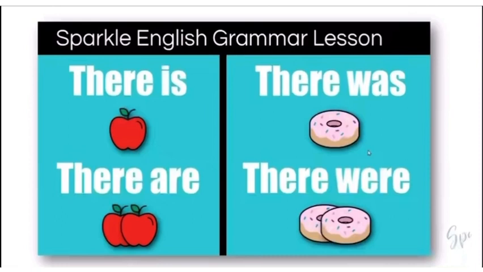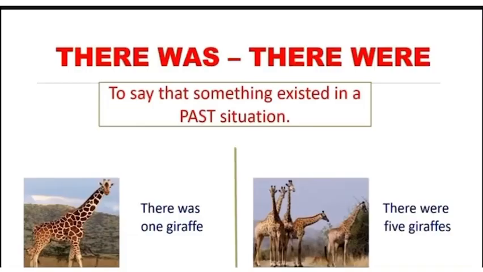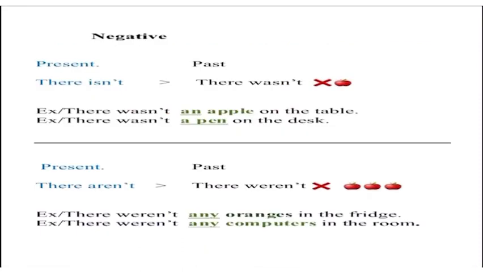There is will be changed to there was. There are will be changed to there were. There was one giraffe. There were 5 giraffes. Then we have negative. In negative, we only add not to was and were. It becomes wasn't, it becomes weren't. There wasn't, there weren't. It means we didn't have it.